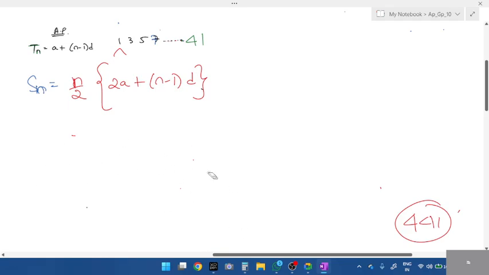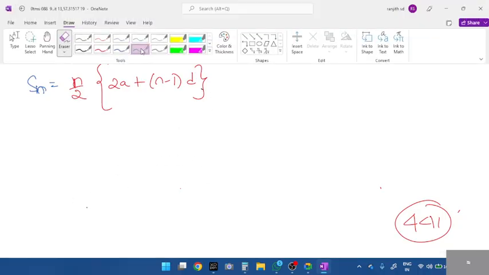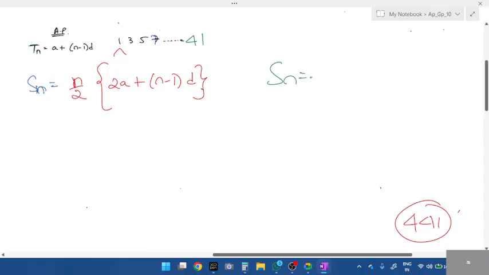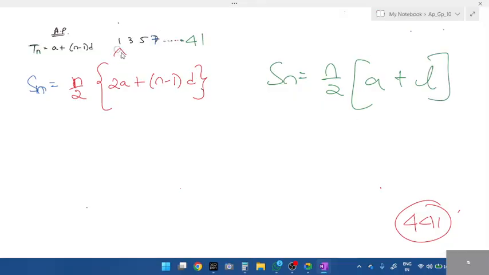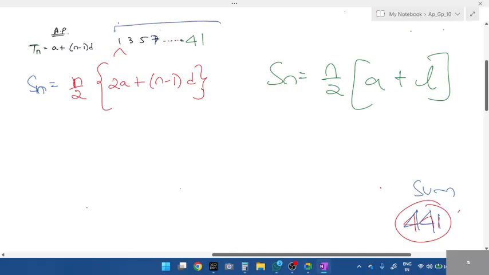Next type of question. S of n is equal to, this is the second formula we have, n by 2 into a plus l. Last concept, concentrate, last concept. Then we'll start solving the remaining questions. We got the sum, students. What is the sum? 441.